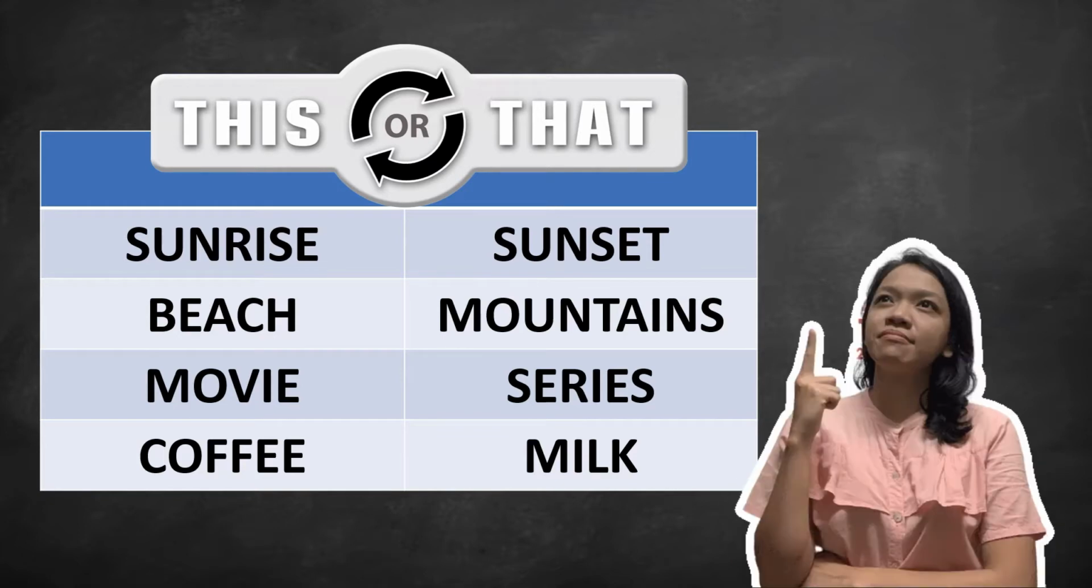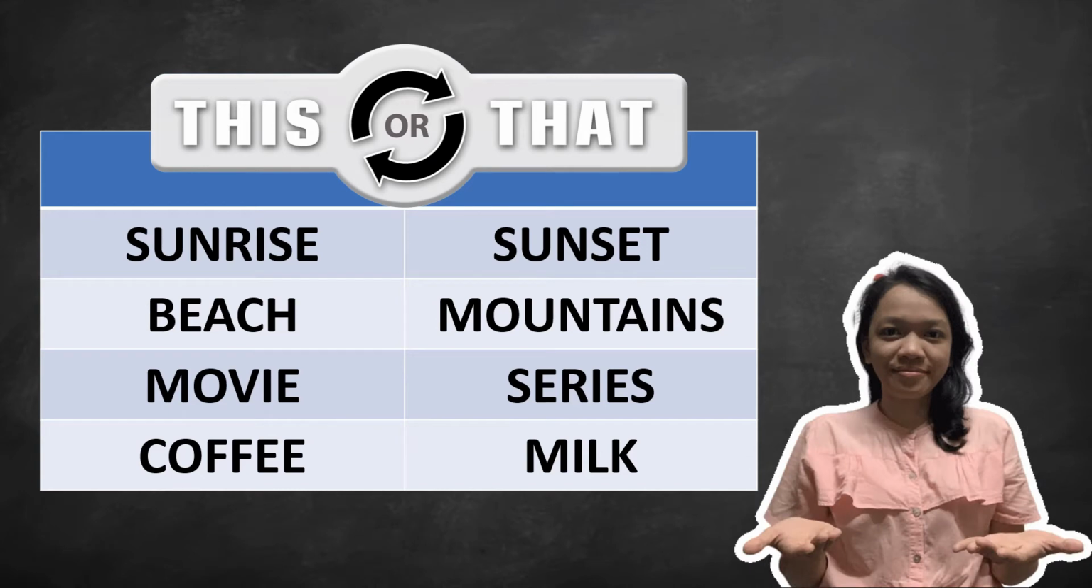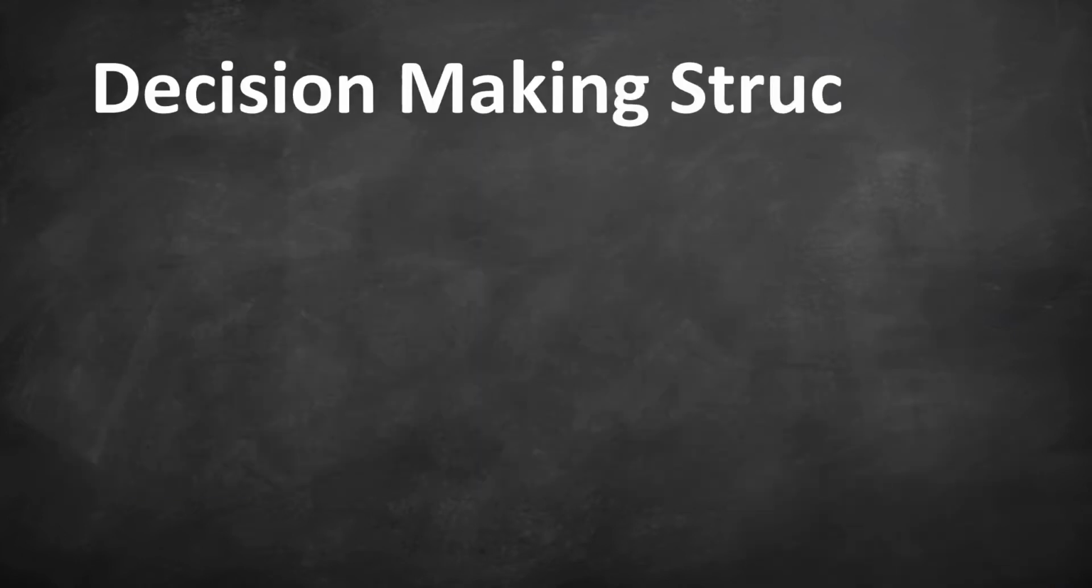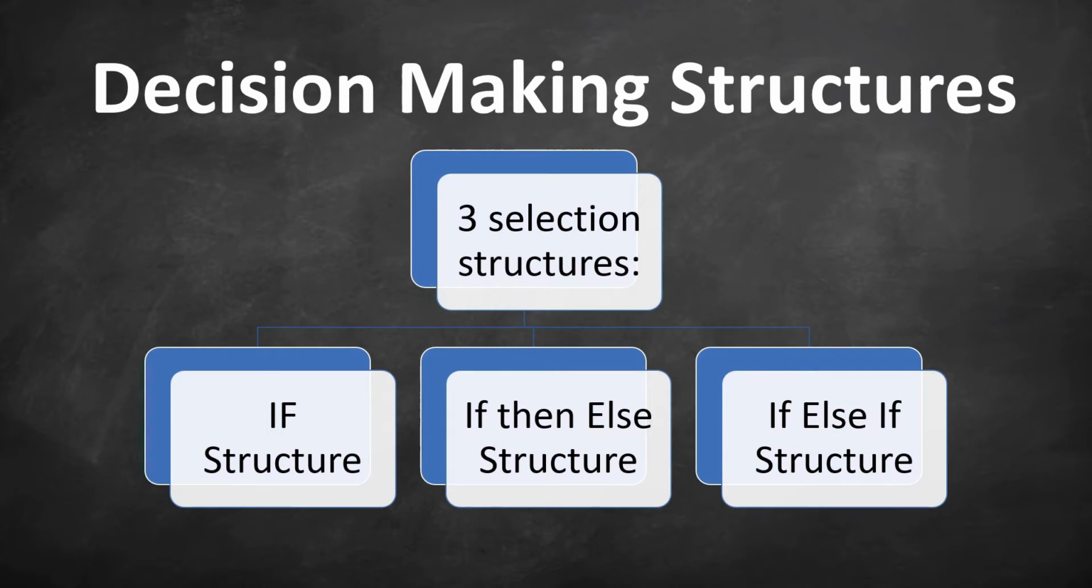Okay, so how was the activity? Was it hard choosing and deciding? Were you able to decide quickly? Okay, great. Do you know, in programming, there is also a structure that lets us decide, and that is what we call the decision-making structures. And for today's lesson, we will be focusing on the three selection structures.